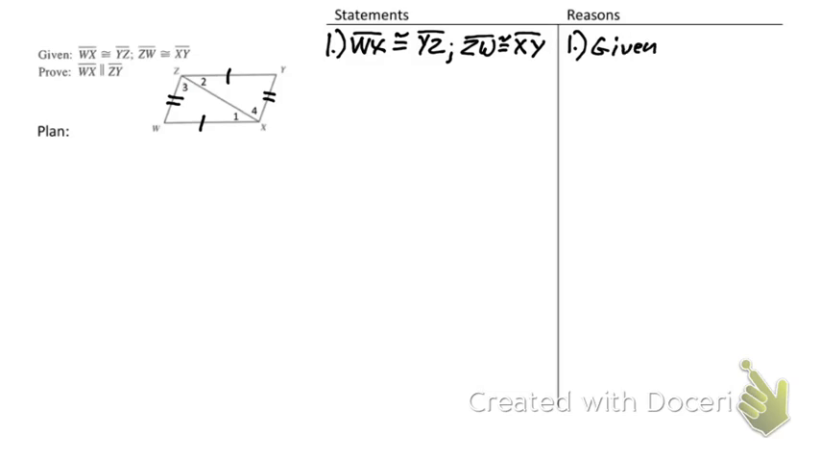All right, let's actually write out the plan here. Let's write out our plan actually on this one. We're going to work backwards. WX needs to be parallel to ZY. That needs to be my last step. We need to have WX being parallel to ZY.